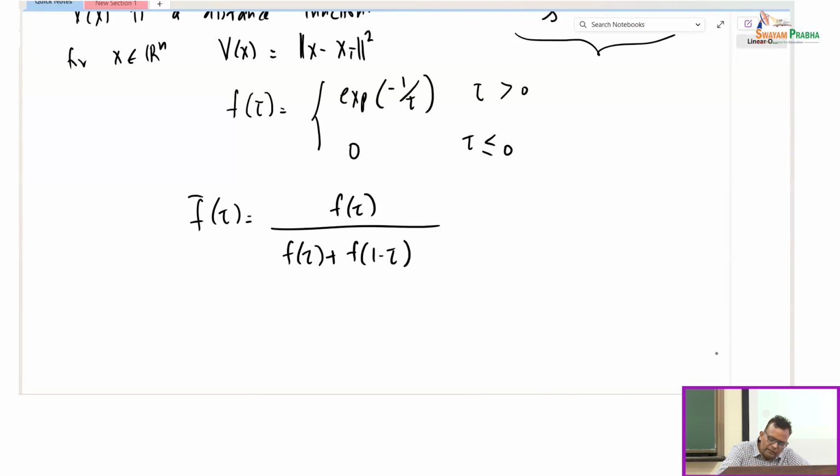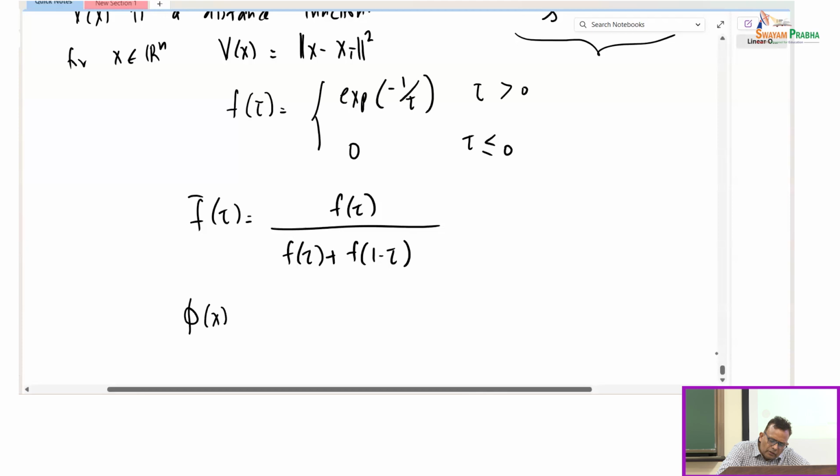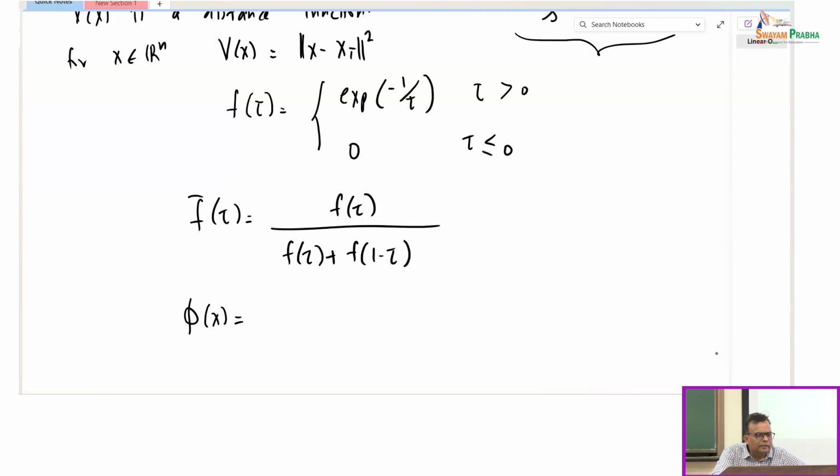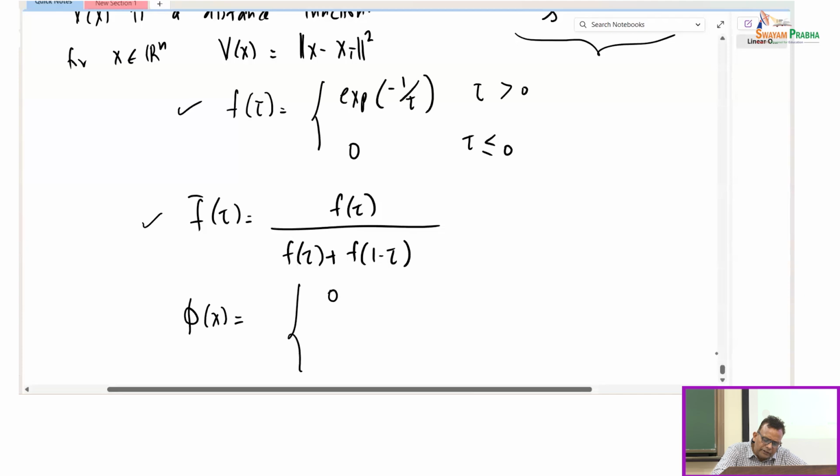Now I define, so I think these are all the details. So phi of x, now I define some new function. I'm constructing this function step by step. I first define f of tau, f bar of tau. Now I define phi, and then I'll define the psi, which is the function I really am interested in constructing. So what does this phi look like? The phi looks like the following. So phi will be a function which is 0.